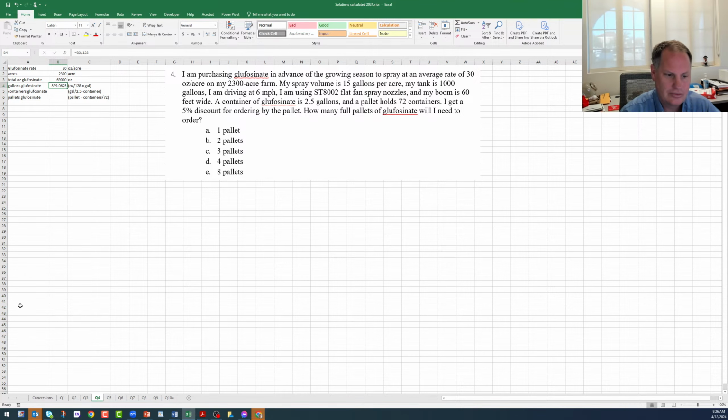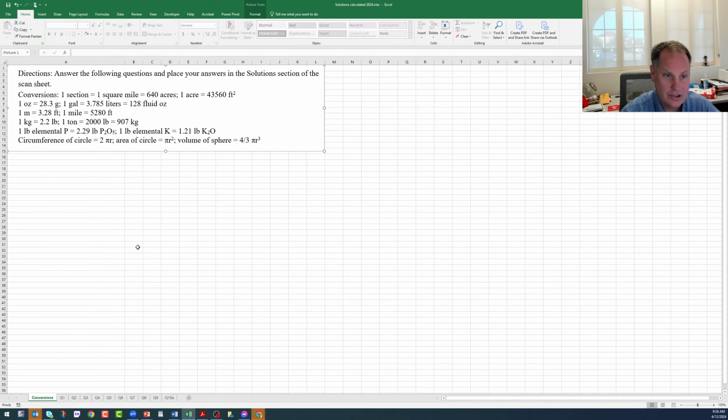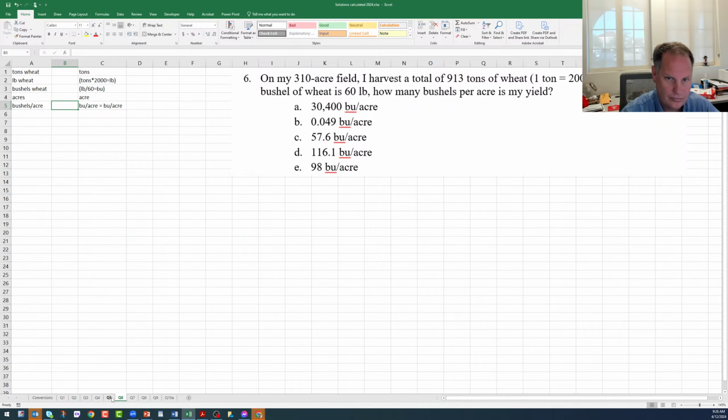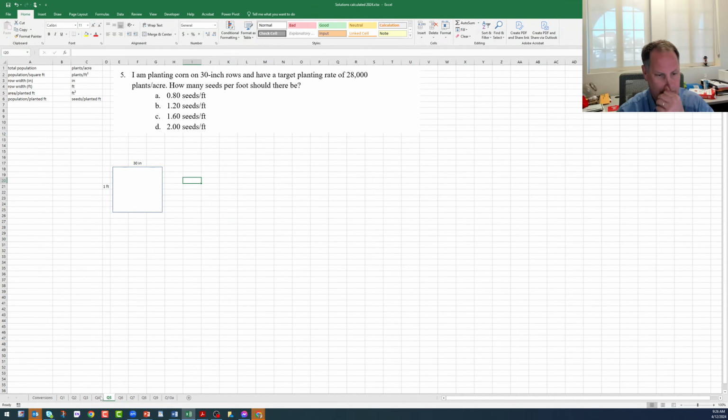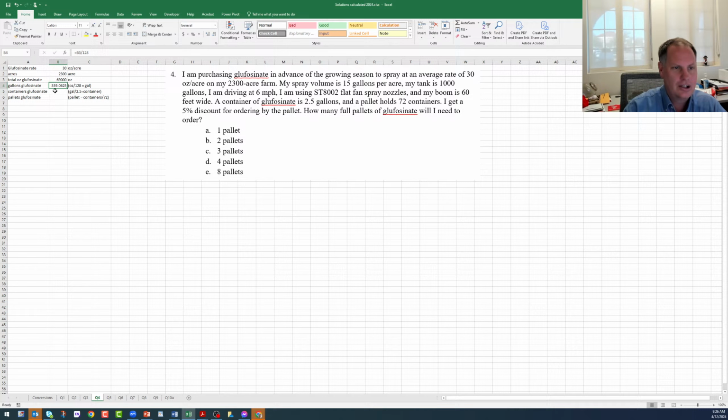How did I get that? Well, back to my conversions here. A gallon is equal to 128 fluid ounces. Wrong question. Okay, still wrong question. All right, so this is the number of gallons that I'm going to need to apply.